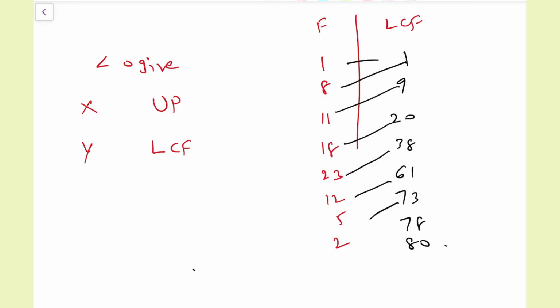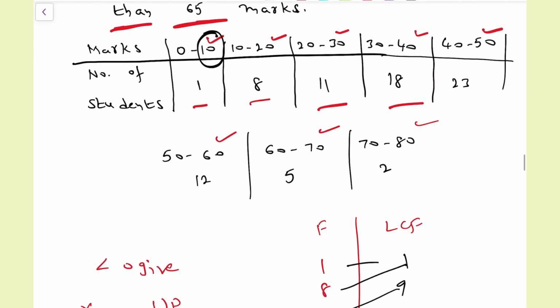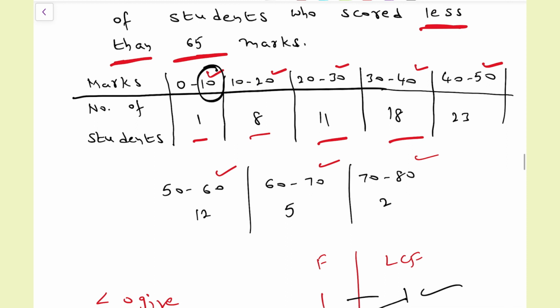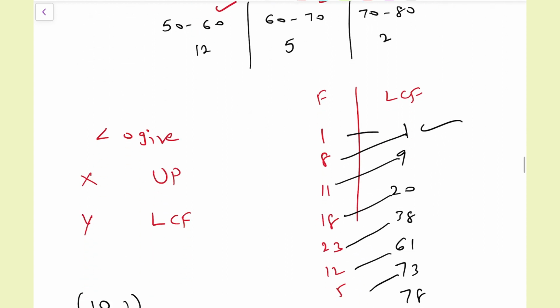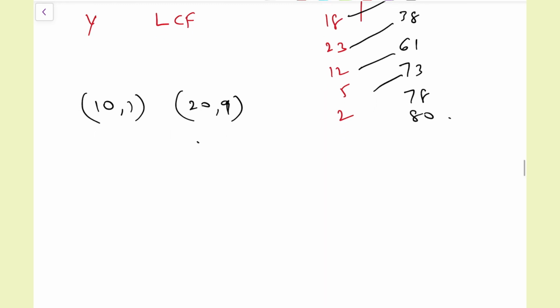Okay, so now I said clearly on x-axis we want upper boundary and on y-axis LCF, right? So first let us check once. For the first class interval, upper boundary is 10 and first LCF is 1, so 10 comma 1 is the first point. Next, for the second class interval, the upper boundary is 20 and second LCF is 9, so 20 comma 9 is the second point. Like this, one upper boundary and one LCF each time. If you do this, you will get the less than ogive curve.